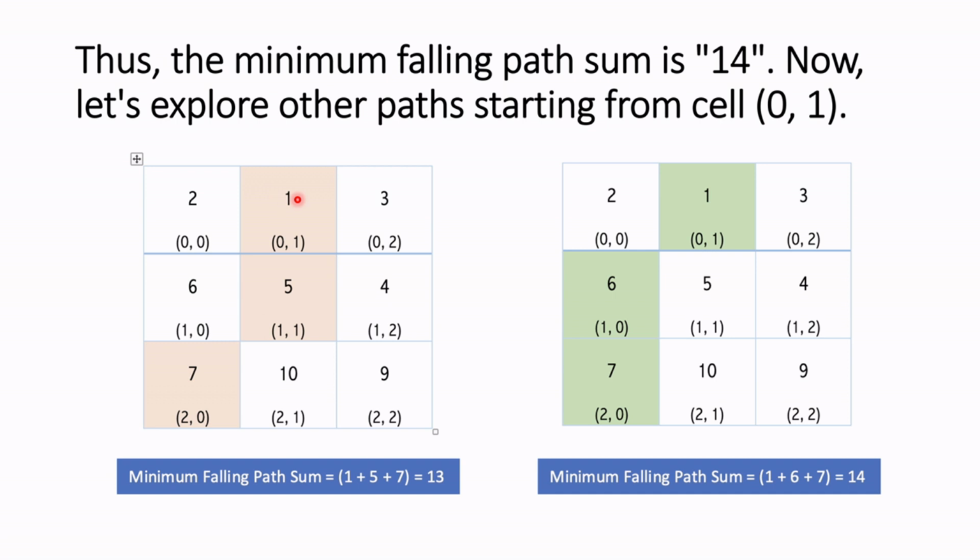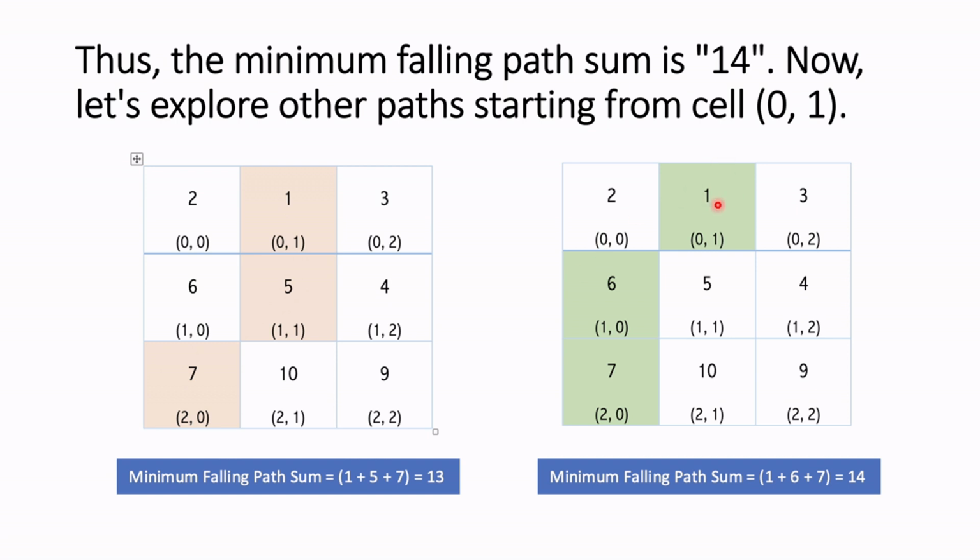Now let's explore the other path, starting from 0, 1 to the other, right? So if we start from here, we are not choosing this one, we are choosing this one. So we have 0, 1, now we have 1, 1, right? So 1 plus 5 is 6, and then we are going to this path. We are not going this path or this path. We are choosing this path after 1, 1. So we got 7. So now we have 13. If we go with the previous path, we get 14. But now we are getting 13, correct? So it is better than the previous one.